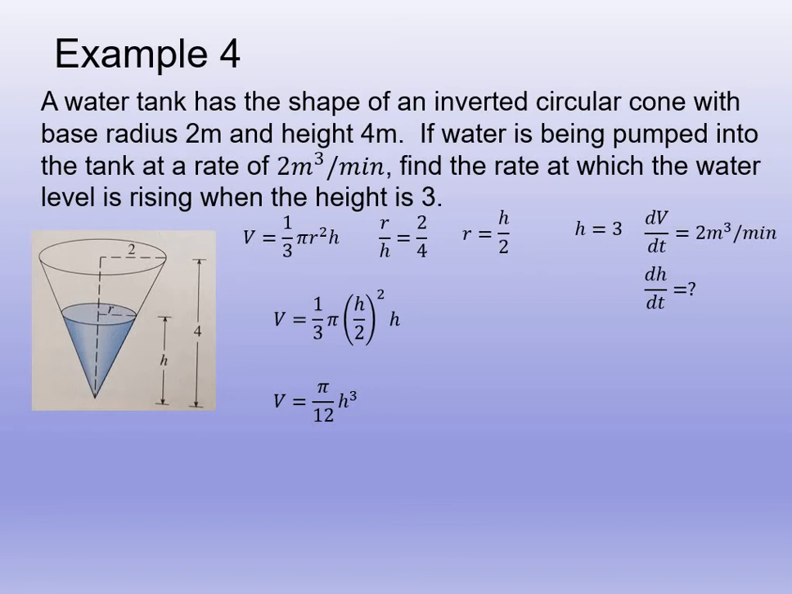So we're going to find dV/dt. When we do that, it becomes 3 pi divided by 12 times the derivative of h cubed, which is h squared dh/dt. It's 3h squared dh/dt. We've already talked about that 3 being down in front. Now we can substitute in. We know h is 3, and we know dV/dt is 2. So we substitute in all of our given values, okay?